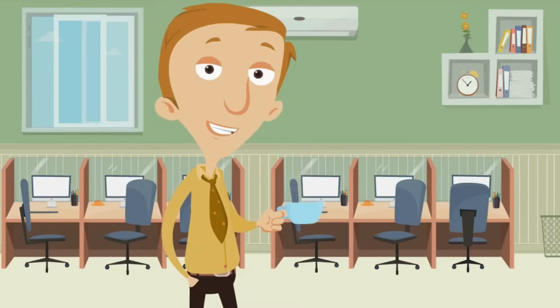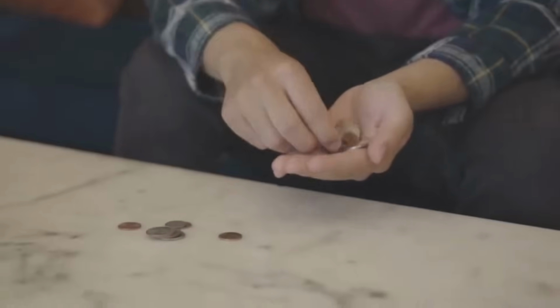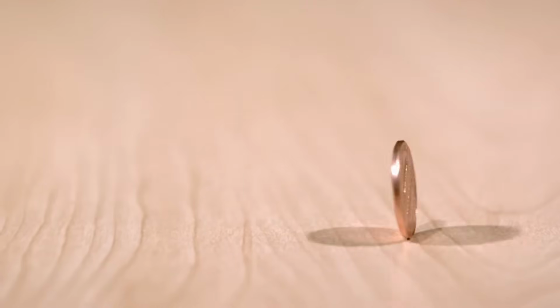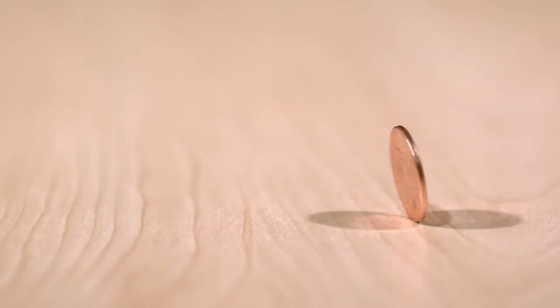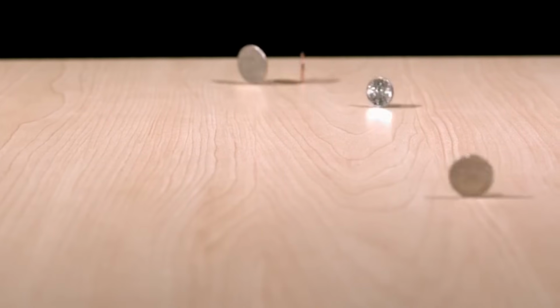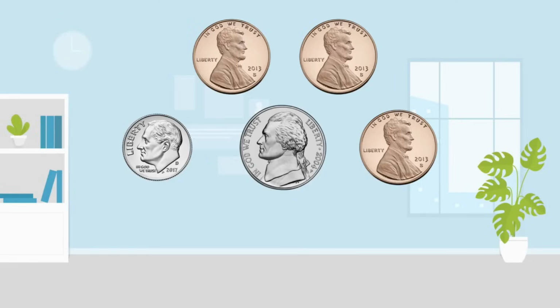I'll show you how it works using coins. Coins are fun, especially to spin. Look at this spinning penny, and it might look like the penny's alone. Don't worry, the penny has coin friends. Let's say you have these 5 coins, 3 pennies, 1 dime, and 1 nickel.